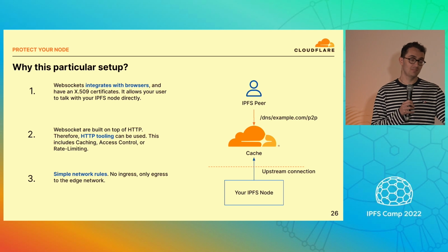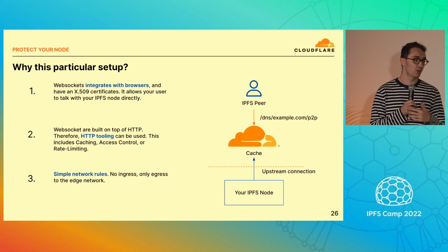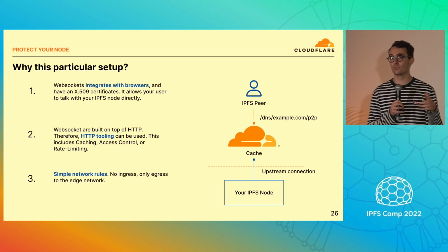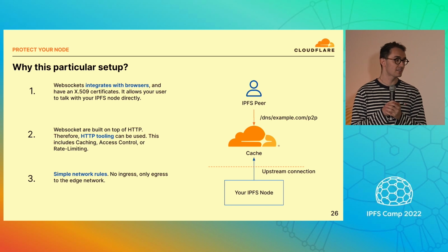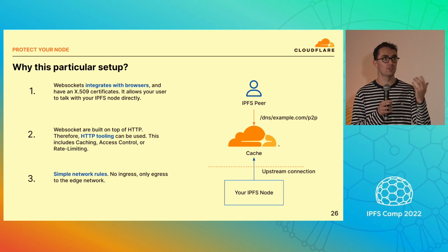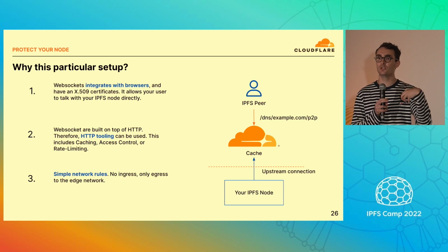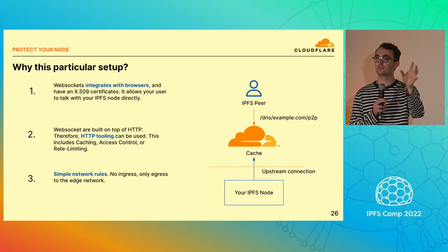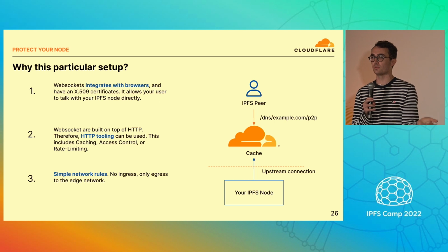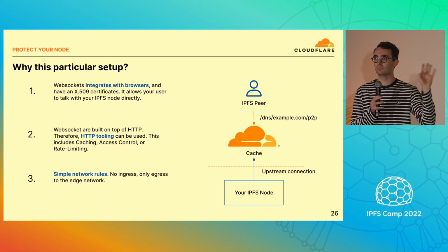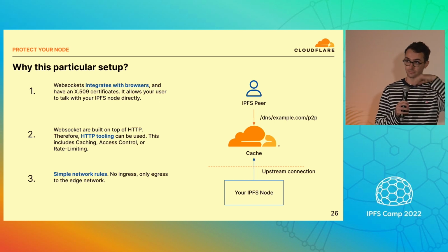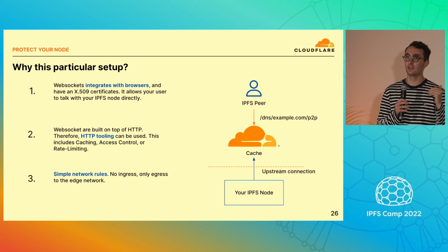As I mentioned, it's built on top of HTTP, so you benefit from all the tooling that you have: access control, rate limiting, and analytics. And finally, in terms of networking from your node's perspective, it is very simple because you would open a tunnel to an edge network, so you only have one egress rule to open on a firewall. You would just reach out to this edge network, and that's it. You have no ingress rule to worry about, no other egress pattern. So from a network perspective, it's just easier.